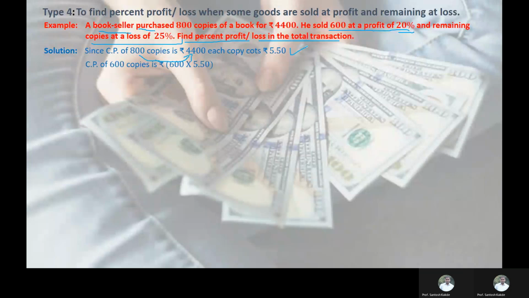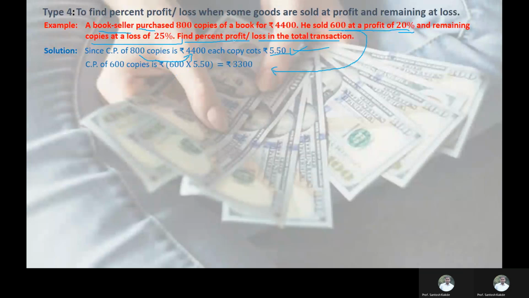Now the cost price of 600 copies is 600 into 5.50. So let us consider each copy's cost. Now we proceed: the cost of 600 copies we have to calculate separately, and the remaining copies. The total copies are 800, so the remaining copies are 200.